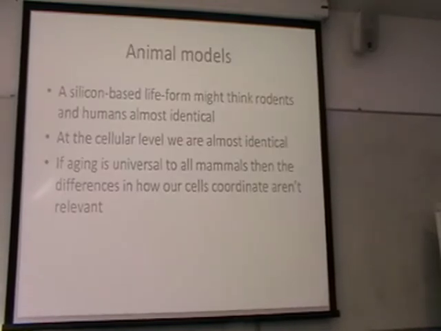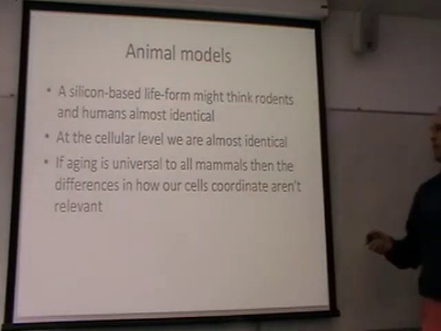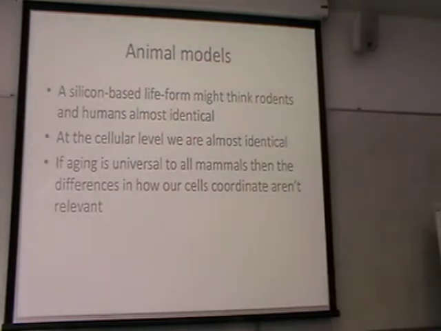So here's my conclusion: a Martian or a silicon-based life form would basically look at a human and look at a rodent and think they're almost identical. If it didn't know what a cell was, if it wasn't made of cells, it would think, well, they are basically the same thing. They've got these funny things called cells, they've all got Golgi bodies and ERs and nuclei and chromosomes. All that's different is the way the cells coordinate together. And if aging is a subcellular process, which I think it mostly is, it won't make any difference to how we age.